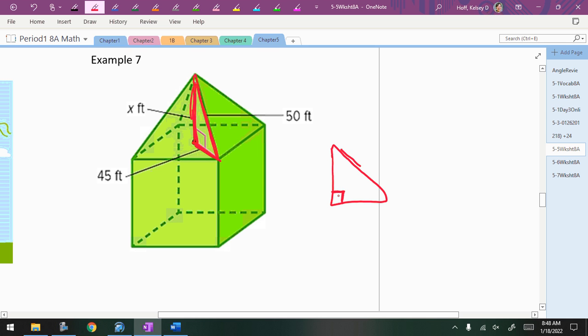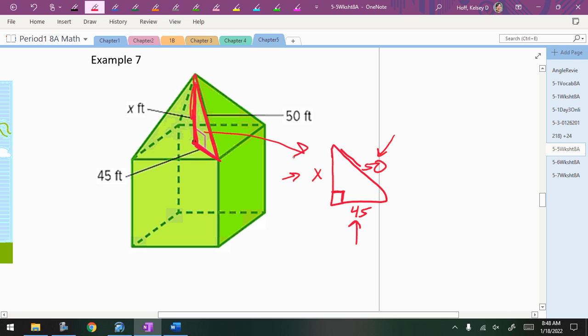Here's my 90 degrees in the corner. What's my side over here? X. What's my side here? 45. What's my side here? 50. See what I did? I just moved that triangle over here so it's a little bit easier to see.